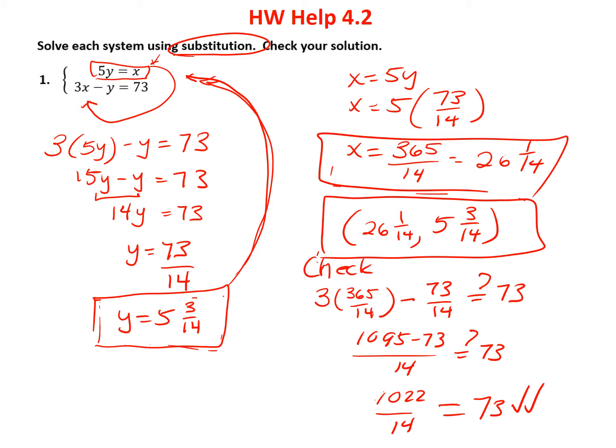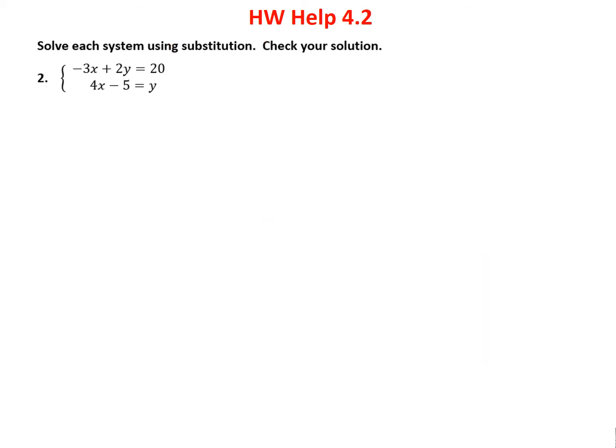Hopefully the next one won't be as nasty. Problem 2, again, we're going to use substitution. Notice that I have an equation that is already solved for y right here: y equals 4x minus 5. So what I'm going to do is take this y and plug it into the second equation right there. So we're going to write this equation with the substitution. So we have minus 3x plus 2 times (4x minus 5). Notice I put in parentheses so I don't lose some of the factors, equals 20.